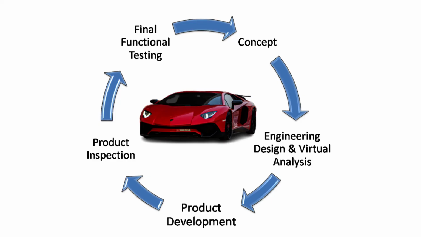Today we will be discussing the product life cycle in the automotive industry. Product life cycle is a key aspect for any successful product. The auto industry has a specific product life cycle which controls final product quality. In this video we will understand those important steps which the automotive industry follows in their product life cycle.